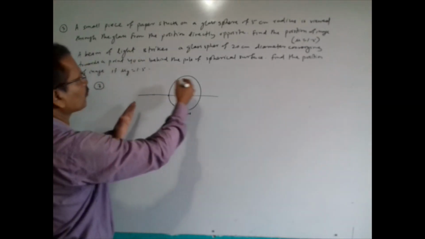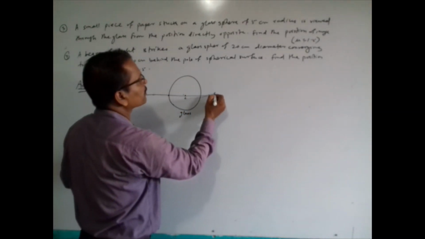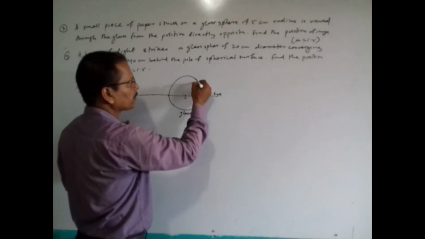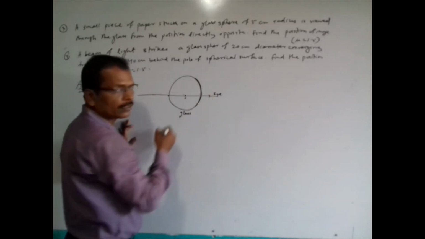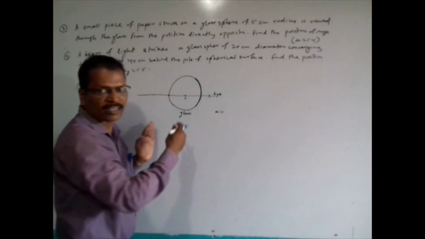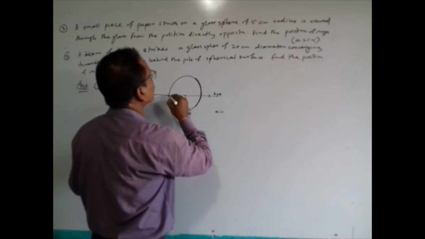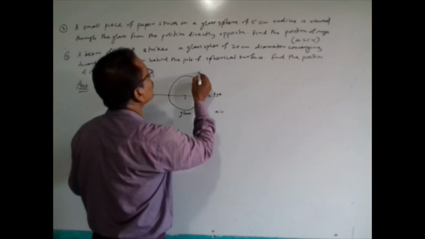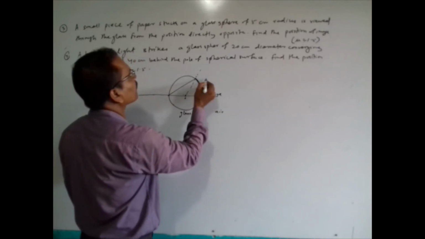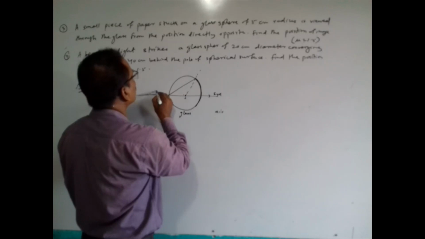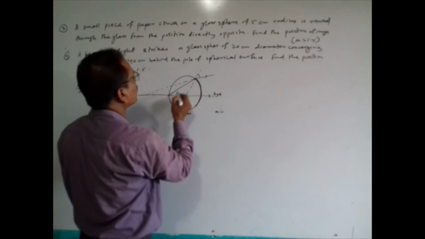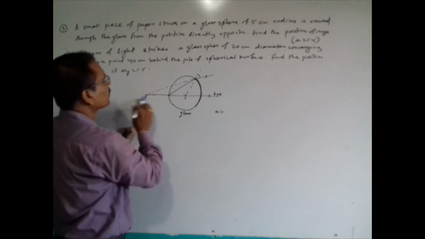It is viewed through the glass from the opposite side. This is the position. The object is at this surface, which is concave, and the ray travels from glass to air, that is from denser to rare medium. So it bends away from the normal. This is away from normal. So this is the position I, this is the object.